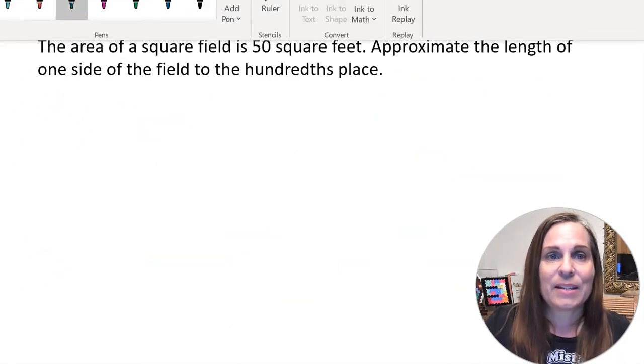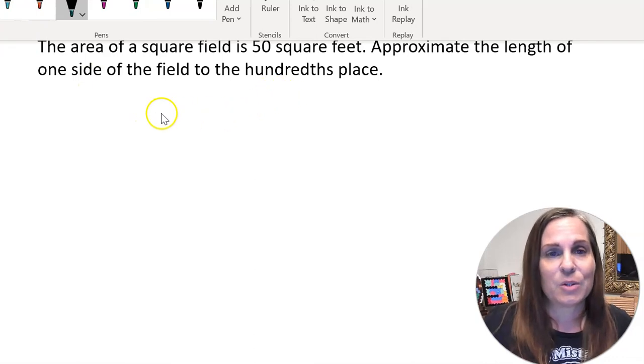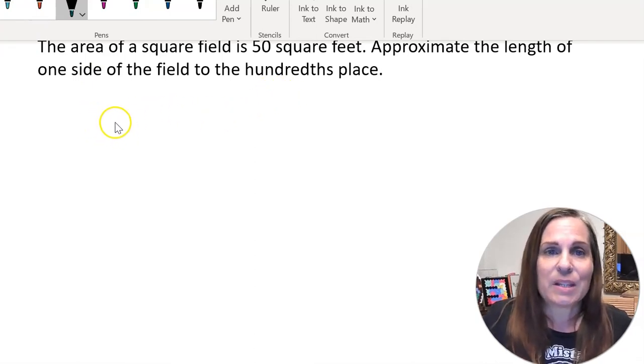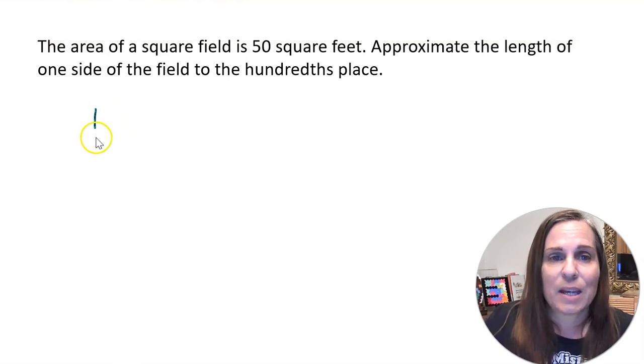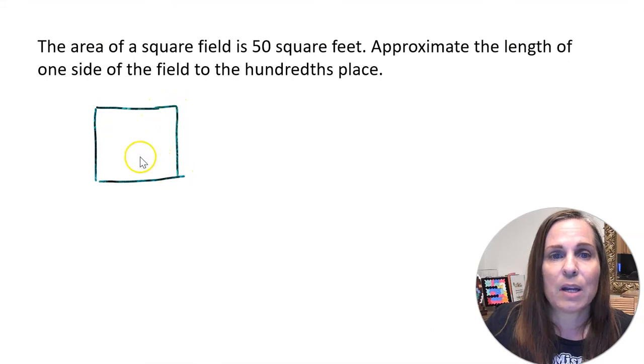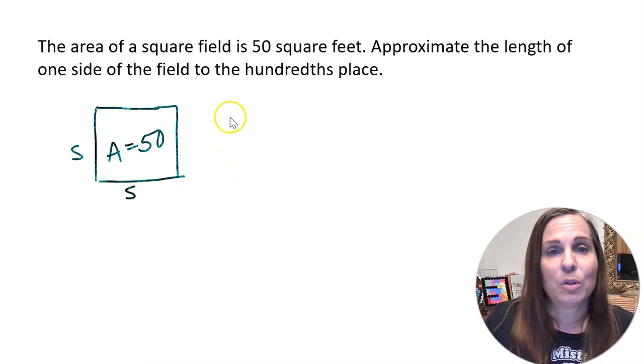All right, this one is similar. So here we have the area of a square field is 50 square feet. Approximate the length of one side of the field to the hundredths place. So again, we're doing the same kind of thing. We're approximating a square root, right? Because if the area is 50, and you know that the side times the side is how you get the area, then we're looking for the square root of 50.